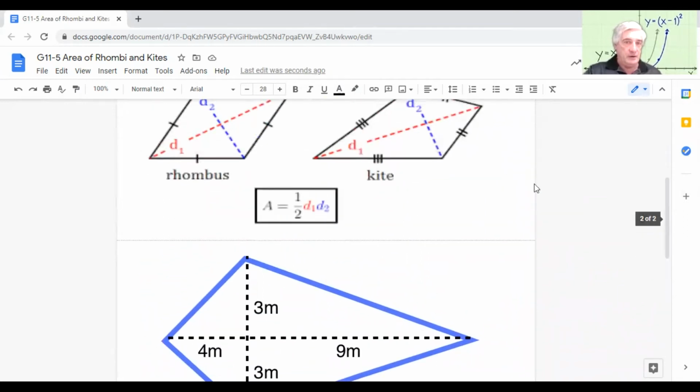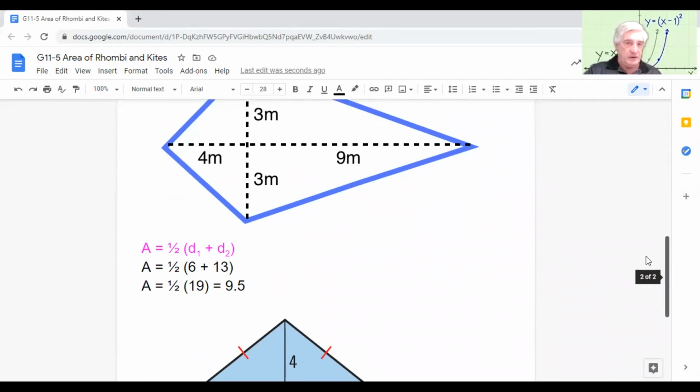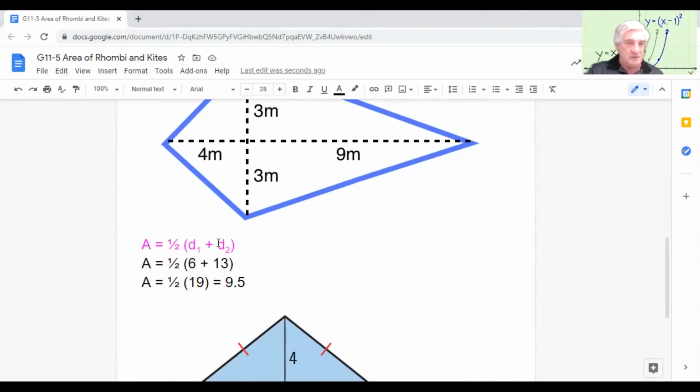What's it say up there? Multiply. What's it say down here? This says add. That looks like the formula for a trapezoid we just got done with, right? This says multiply. This says let's not add, let's multiply.